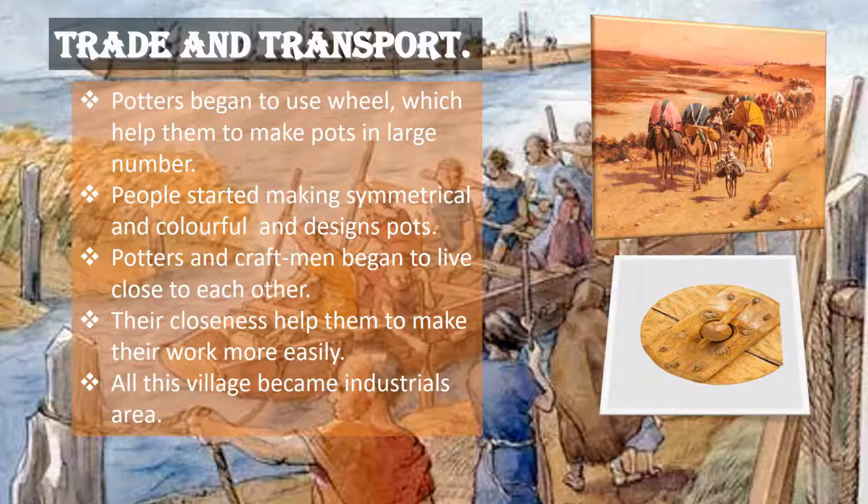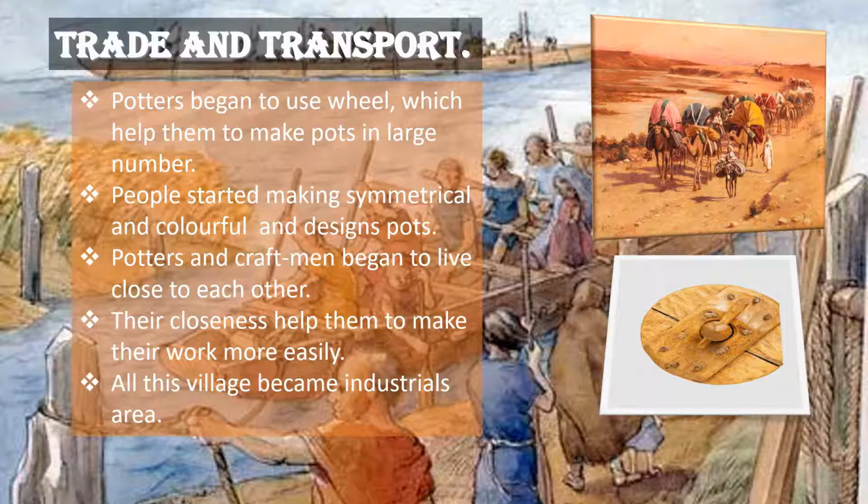Let's learn about trade and transport. Because of using wheels, potters could make pots in large numbers, meaning in large quantity. In this age, people started making symmetrical and colorful pots with beautiful designs on them. Each potter and craftsman began to live close to each other in the village settlement, because of the raw materials, to manage the work more easily.